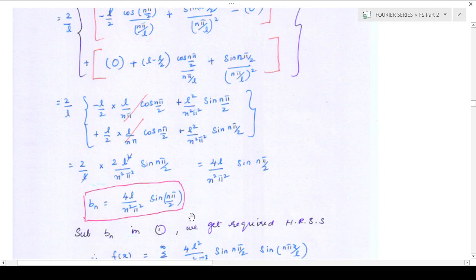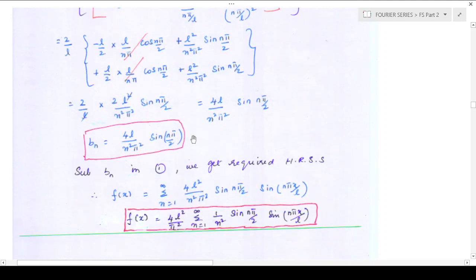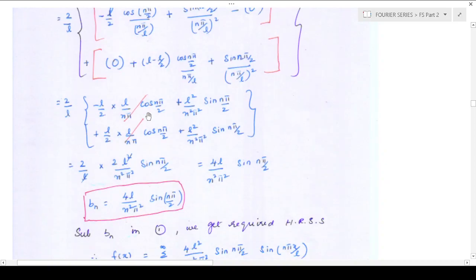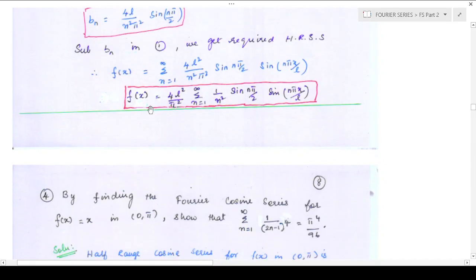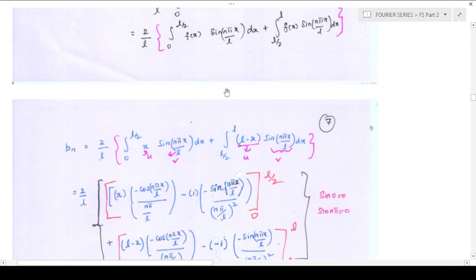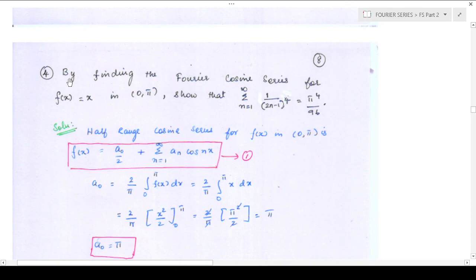To simplify, you will get the bn here. Substitute in the first equation, right? So you'll get the half range sine series for the given function, children. Then what you have to do is, you people have to do the fourth problem.